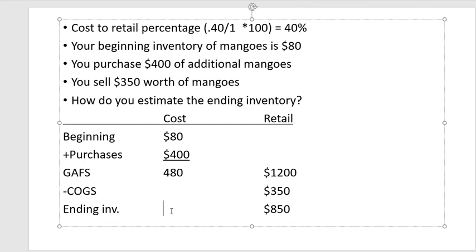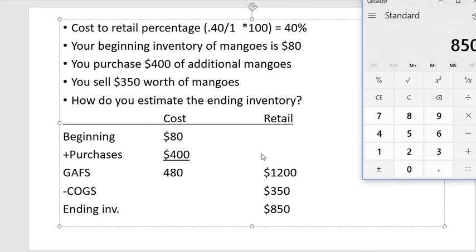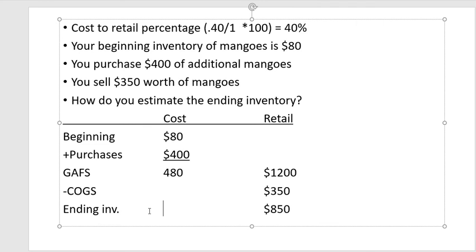I want to know how much ending inventory I have at cost. So if I multiply this retail amount by my cost to retail percentage, 850 times 40%, I can figure out my ending inventory amount. It gives us $340, and that will be my ending inventory amount.